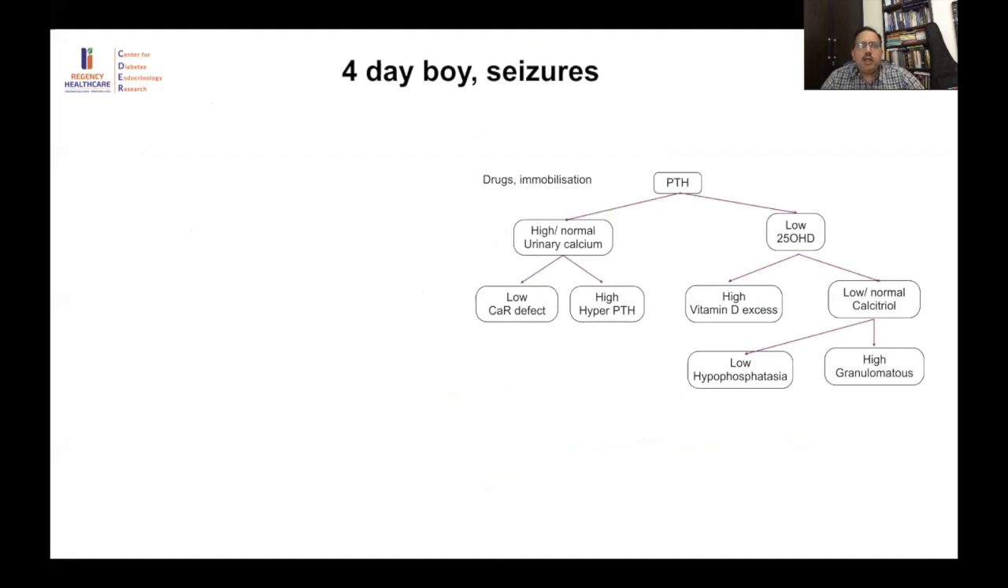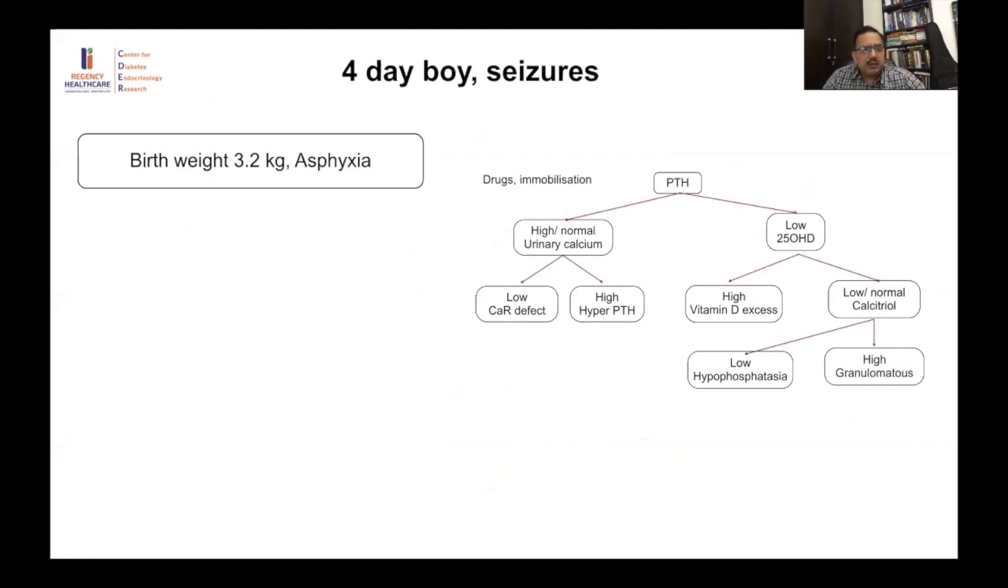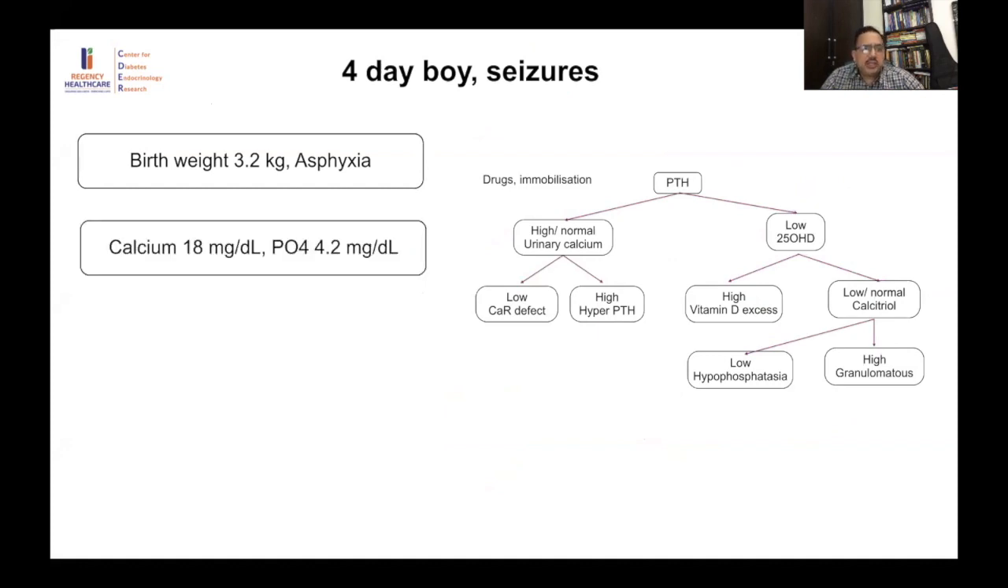So now we have a 4-day-old child with seizures. What we are seeing is that the child had a birth weight of 3.2 kgs, had asphyxia, and the calcium level is 18. So here we have a child who has severe hypercalcemia, and phosphorus is normal. Remember, if you have hyperparathyroidism, the calcium will be high, but the phosphorus level will be on the lower side. So this child has hypercalcemia and normal phosphorus.